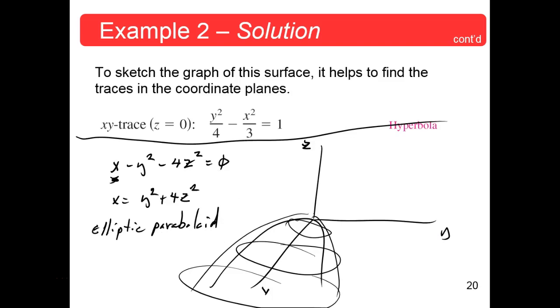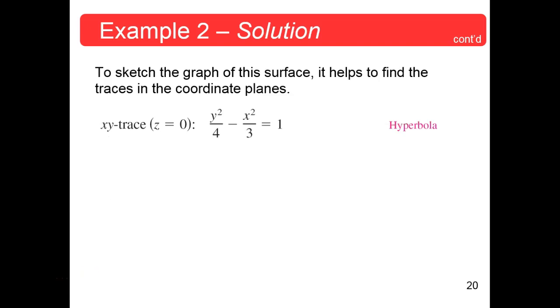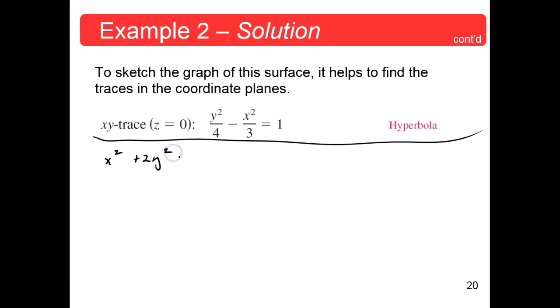So let's do example 4 here. Okay. Let me erase my scratch. And here will be example 4. Classify and sketch the surface. X squared plus 2y squared plus z squared minus 4x plus 4y minus 2z plus 3 is equal to 0.